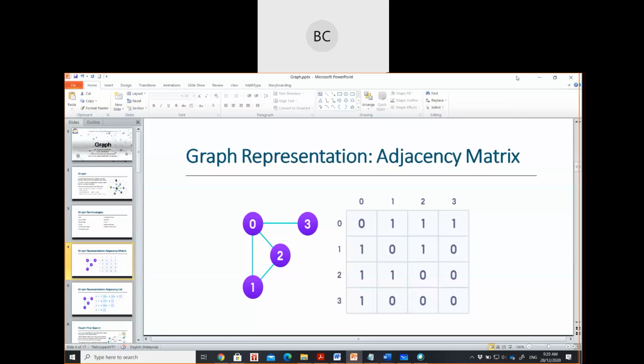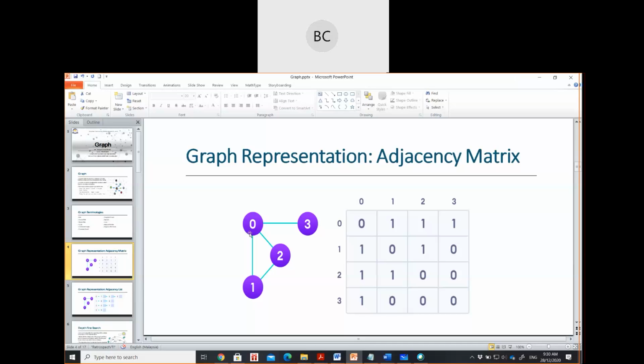So if there are three nodes, the size of that matrix will be 3 by 3. If your graph has a total of 10 nodes, then the size of that matrix will be 10 by 10. So based on the number of nodes, your matrix will be formed. So what happens in this matrix? If there is any edge between two nodes, it will set the value of the matrix to be 1. Otherwise, it will be 0.